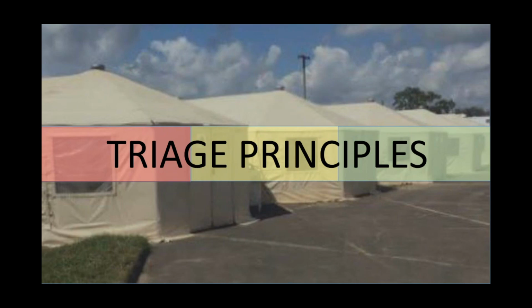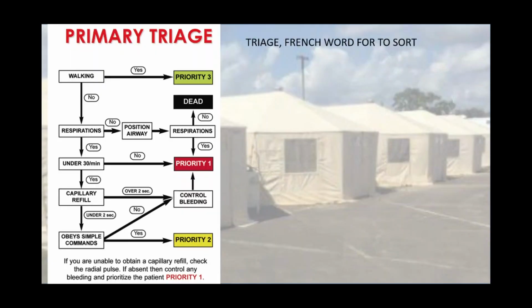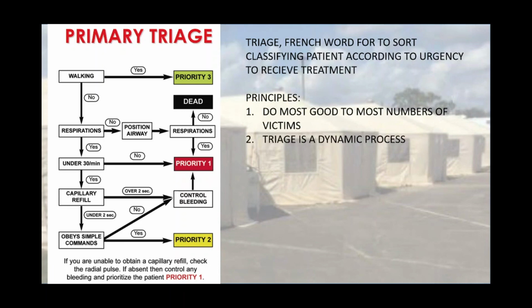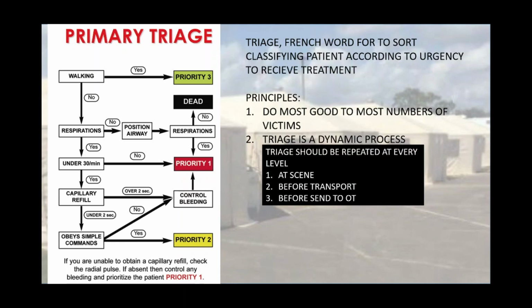Triage principles. Triage comes from the French word for to sort. Triage is the process of classifying patients according to urgency to receive treatment. There are 3 principles of triage. Number 1. To do most good to most numbers of victims. Number 2. Triage is a dynamic process in disaster and should be repeated at every level. For example, at the scene, before transportation to hospital, in the ED, and before sending the patient to operation theatre.